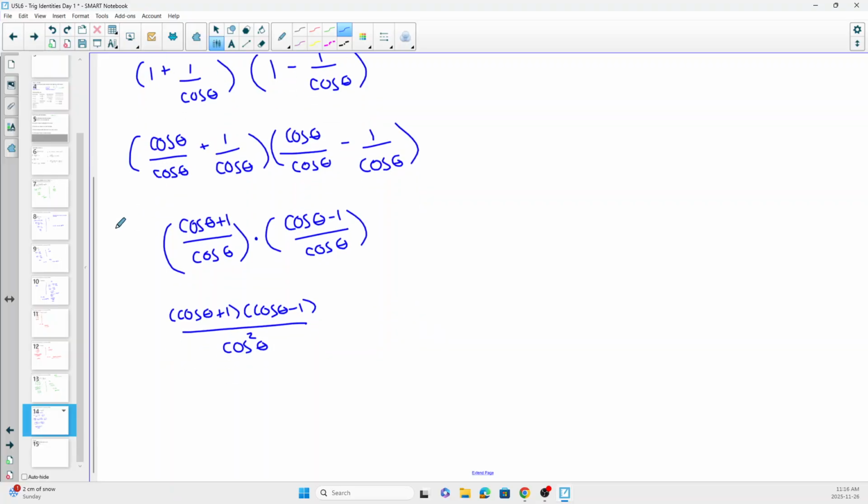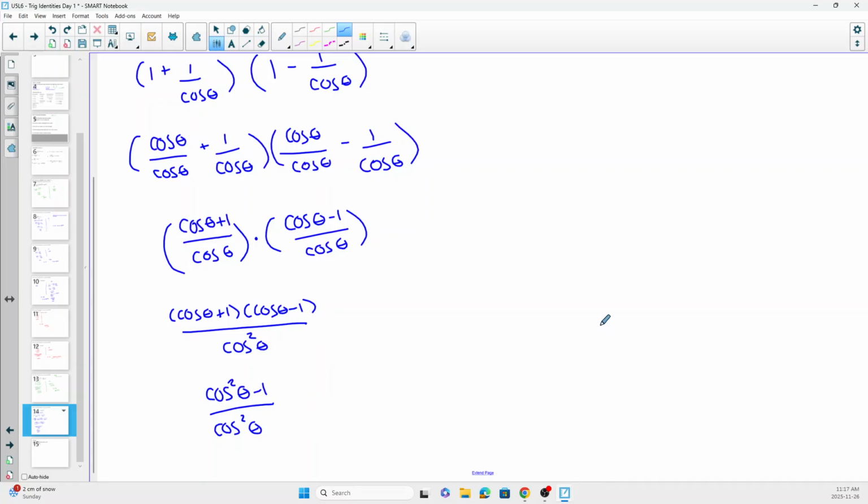Oh, I know what we can do. So this, again, we can reverse that difference of squares. So this is cos theta plus 1, cos theta minus 1. So let's rewrite this as cos squared theta minus 1 over cos squared theta. Now that, again, we can't cancel those out. That is not helpful for us. And this is not our trig identity for Pythagorean.